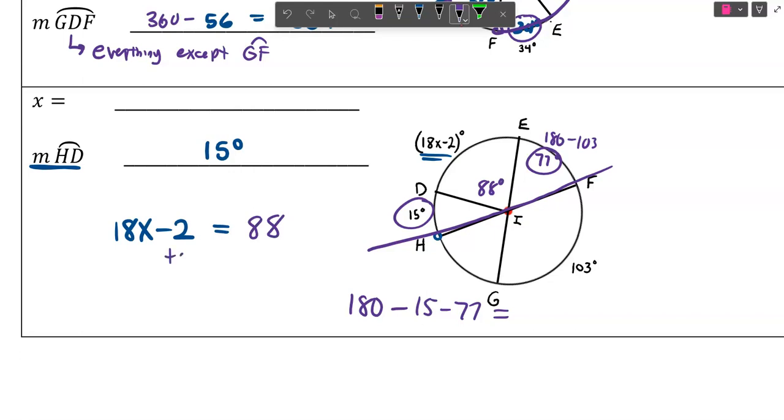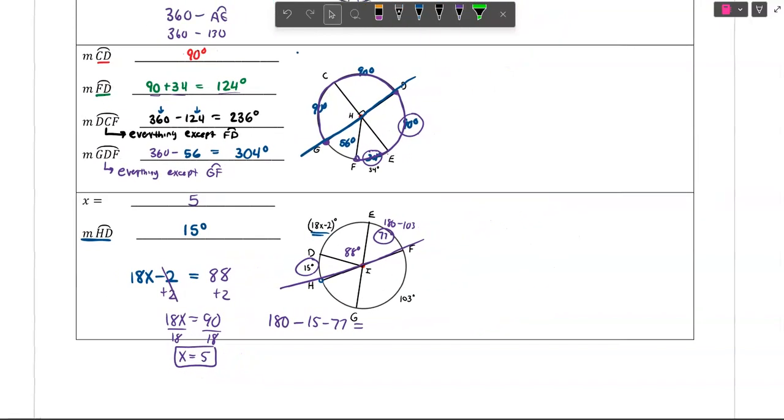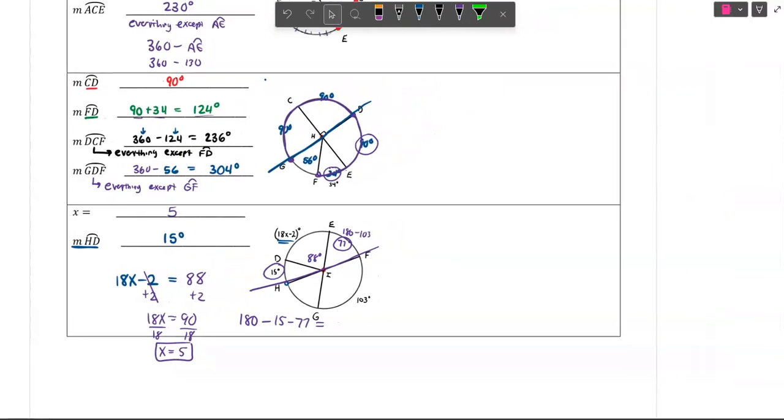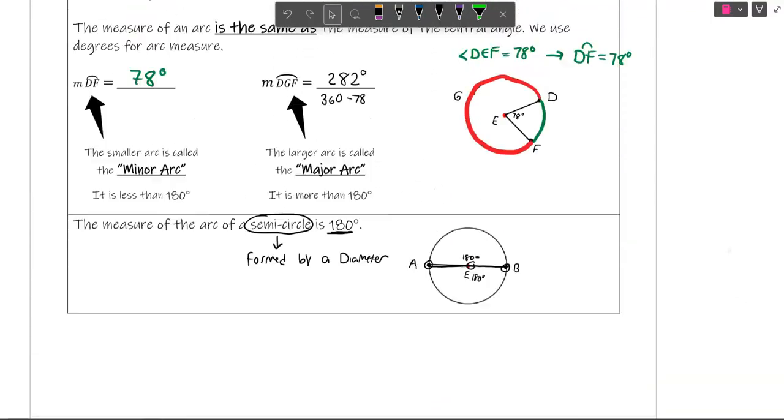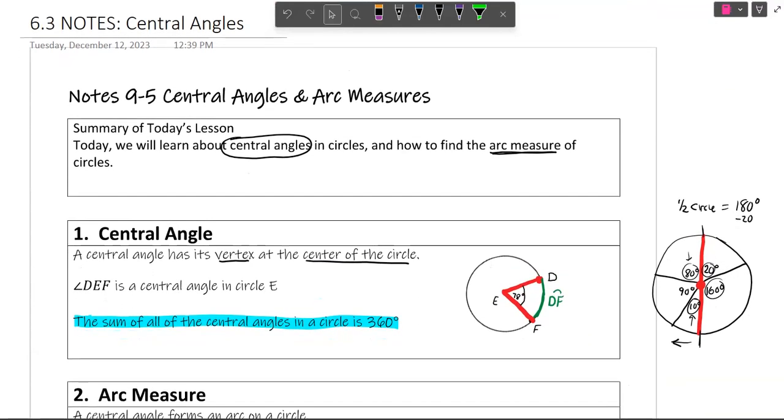So we'll add 2 to both sides to set up the equation: 18x equals 90. And last but not least, we're going to divide both sides by 18, and our final answer is going to be 5. X equals 5 here. So that summarizes and concludes central angles and some examples associated with it. So take this information and use it to find arc measures and measures of central angles. Thank you for watching.